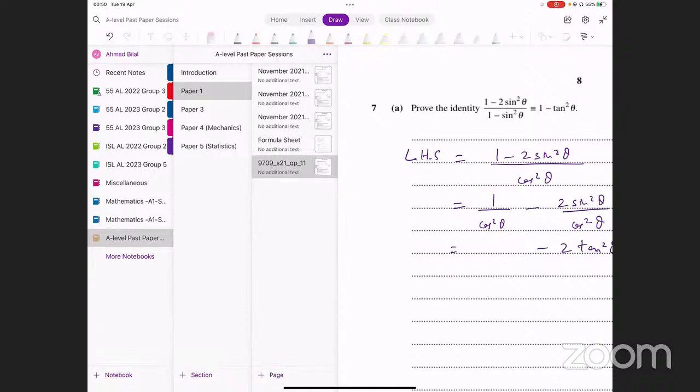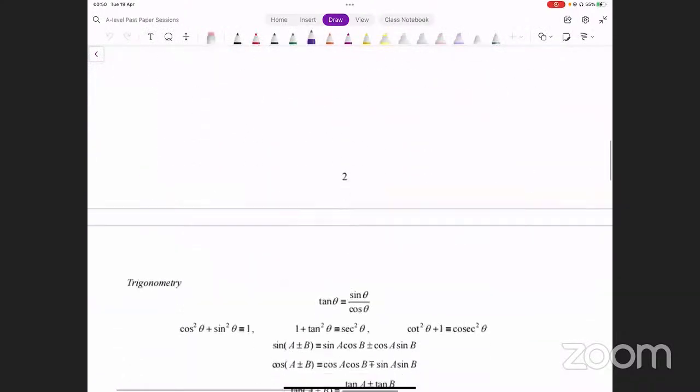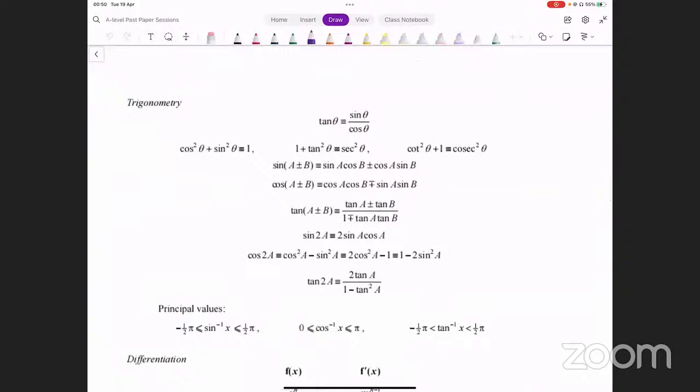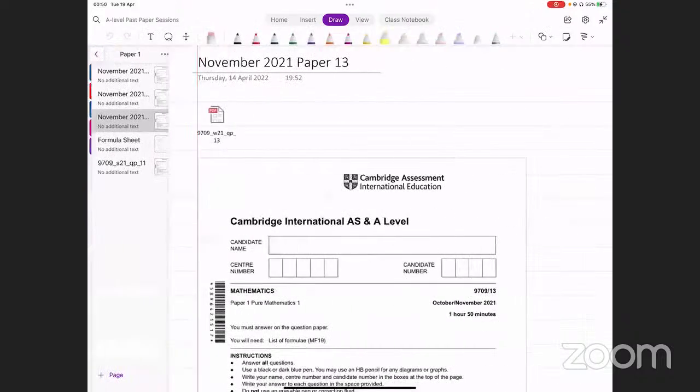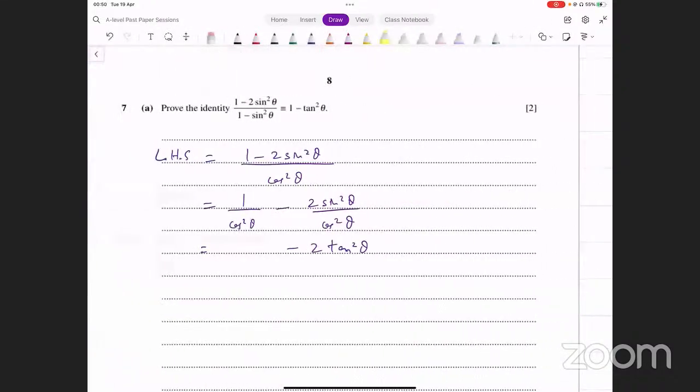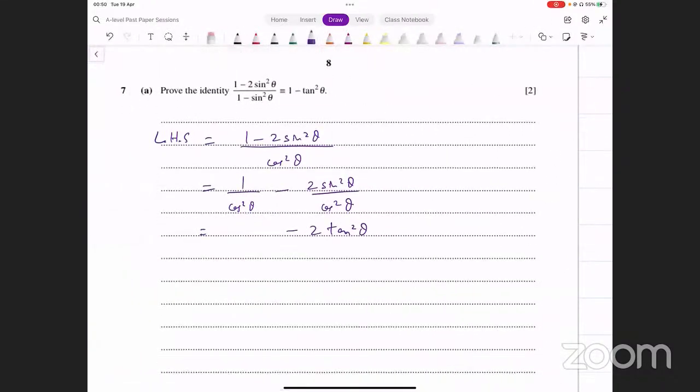हम एक तरीका ये हो सकता था कि हम यहाँ पे फॉर्मूला शीट में जाएं. Remember this identity? आपने पेपर 3 में की हुई है. 1 plus tan square theta equals secant square theta. So if you know that, you can use that. Let me do it this way first, and then I'll show, for those of you who haven't done paper 3 yet, I'll show you another way.